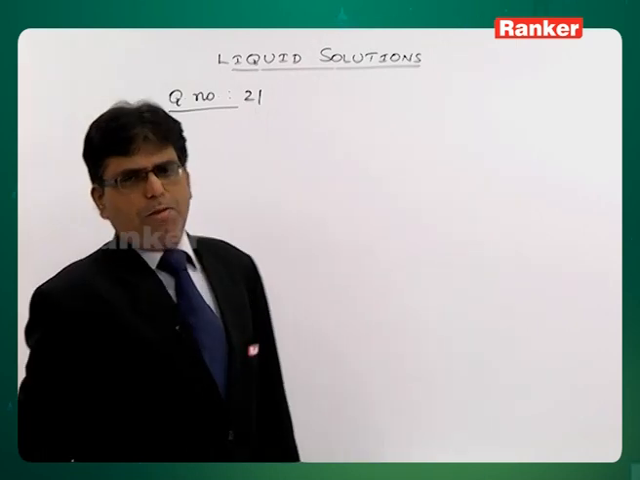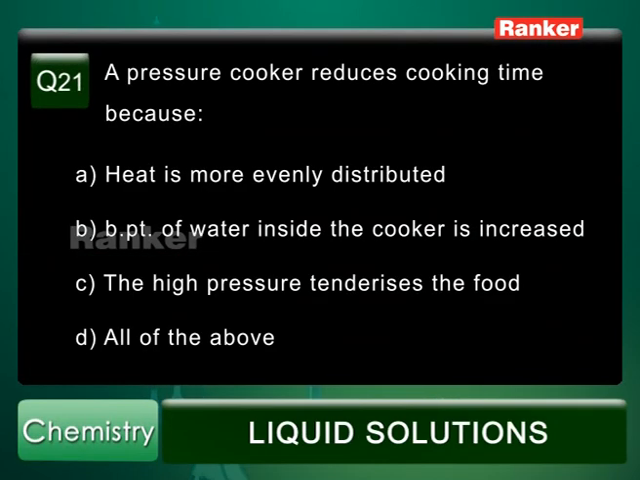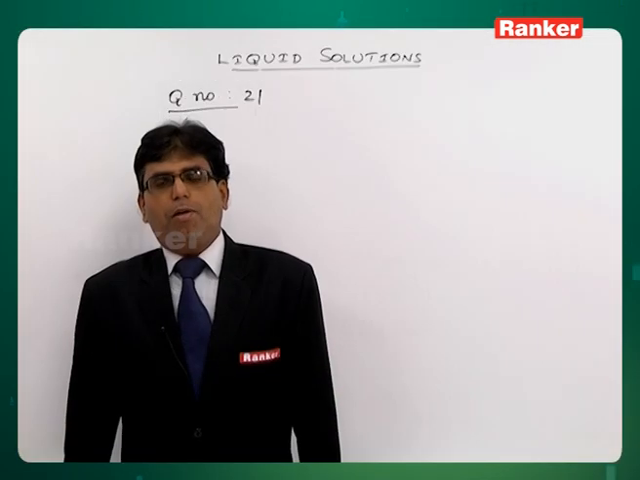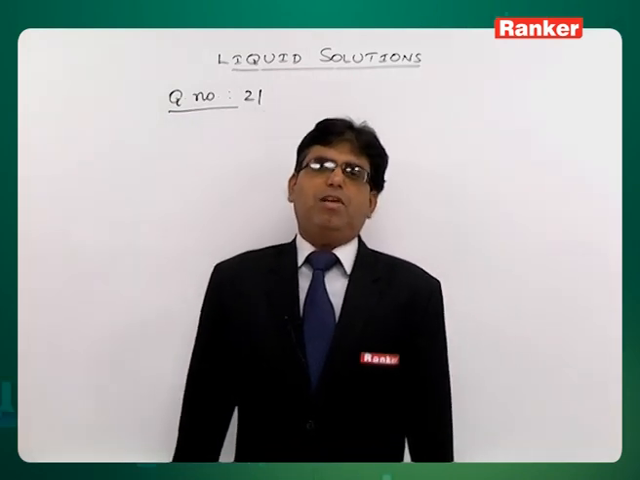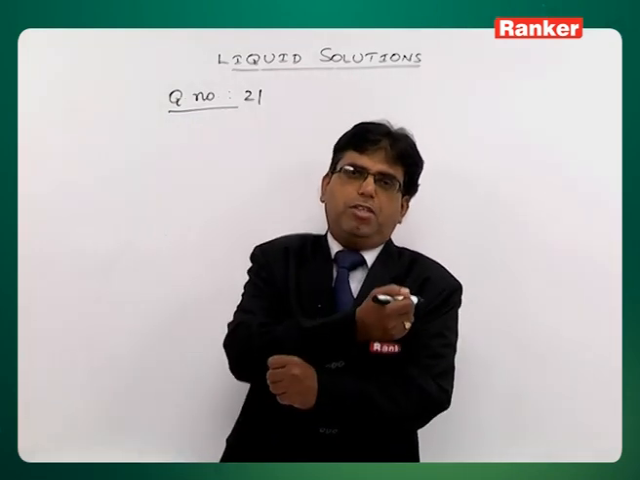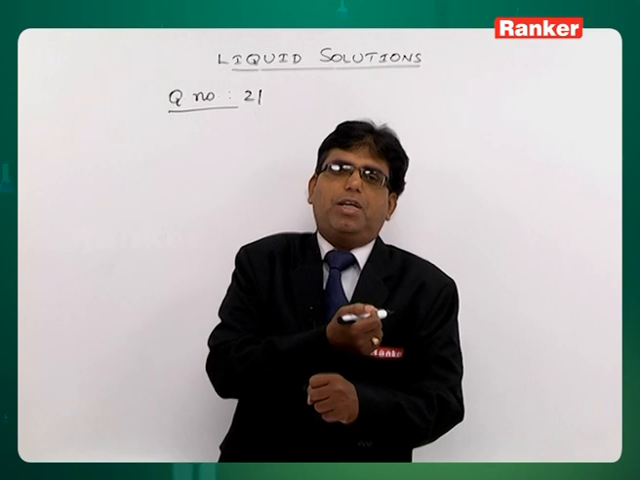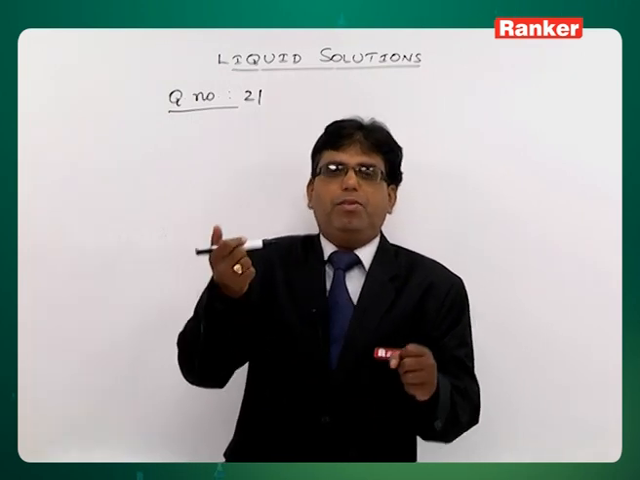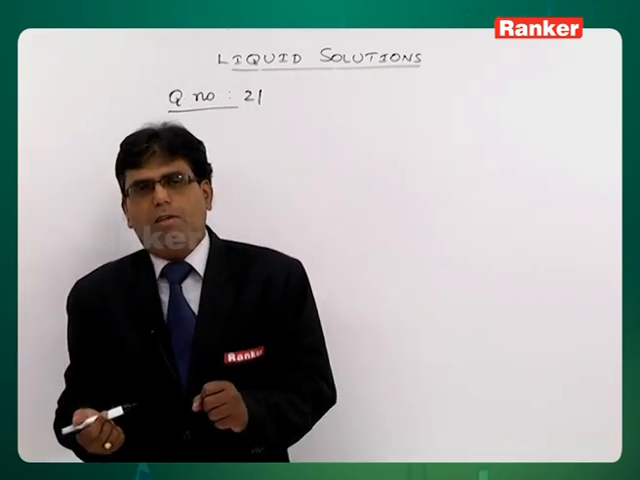Now, let us go to question number 21. There is another conceptual question which says that a pressure cooker reduces cooking time because heat is more evenly distributed, boiling point of water inside the cooker is increased, high pressure tenders the food, or all of the above. As the name itself indicates, when the pressure cooker is tightly closed, what we are actually doing is increasing the pressure inside.